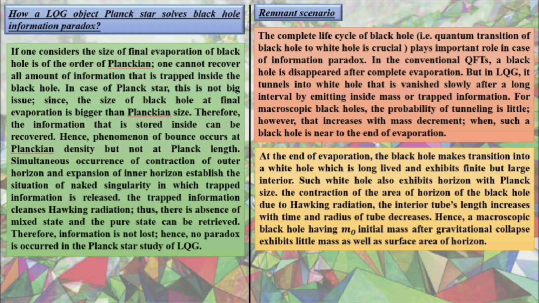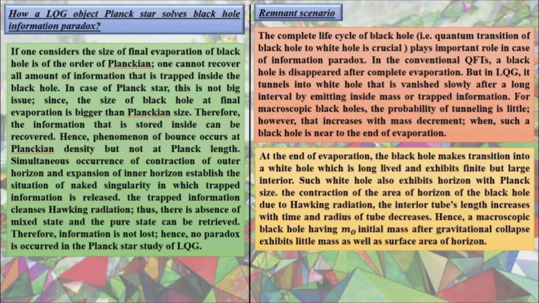If we consider the size of the final evaporation of a black hole to be of the order of Planckian, one cannot recover all the information that is trapped inside the black hole. In the case of the Planck star, this is not a big issue. Why? The size of the black hole at final evaporation is bigger than the Planckian size. So the information that is stored inside can be easily recovered. Hence, the phenomenon of bounce occurs at Planckian density, but not at Planck length.